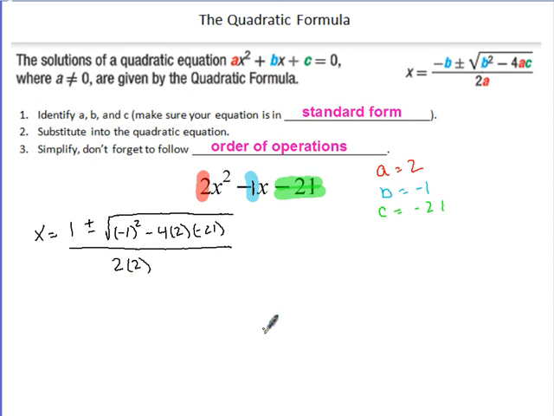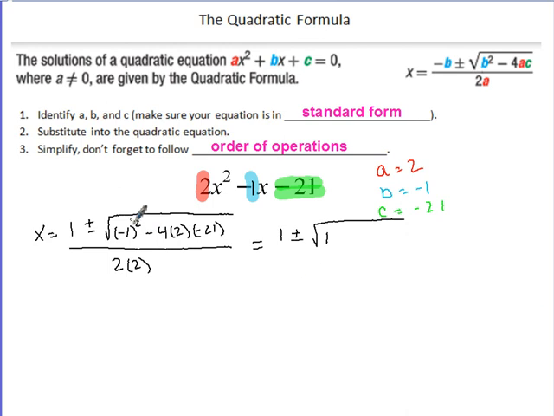And then we're going to simplify this using order of operations. It's very important that you follow order of operations. So what I'm going to do is do everything that is inside of the square root first. So I have 1 plus or minus the square root of -1 squared is 1. Alright, -1 times -1 is 1. Then I have -4 times 2 times -21.